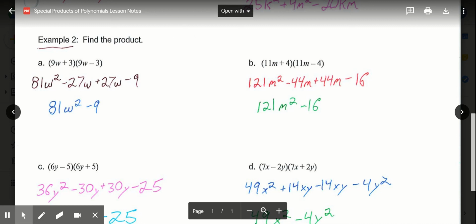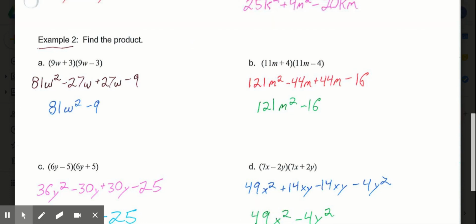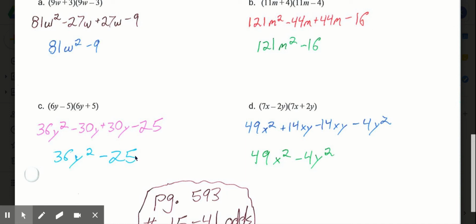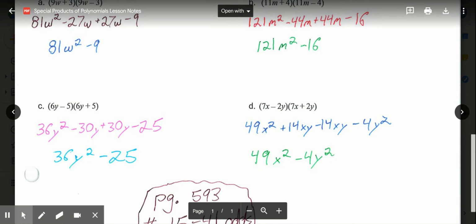In example B, 11m squared would give us 121m squared. And then b squared, 16, because 4 times 4 is 16. So minus that. So our final answer would be 121m squared minus 16. In C, a would be 6y, b would be a 5. So in this case, a squared, 36y squared, minus b squared, minus 25. And then in D, a is a 7x, and b is a 2y. So if we have a squared, 7x times 7x is 49x squared. And then 2y times 2y is 4y squared. So it's 49x squared minus 4y squared.